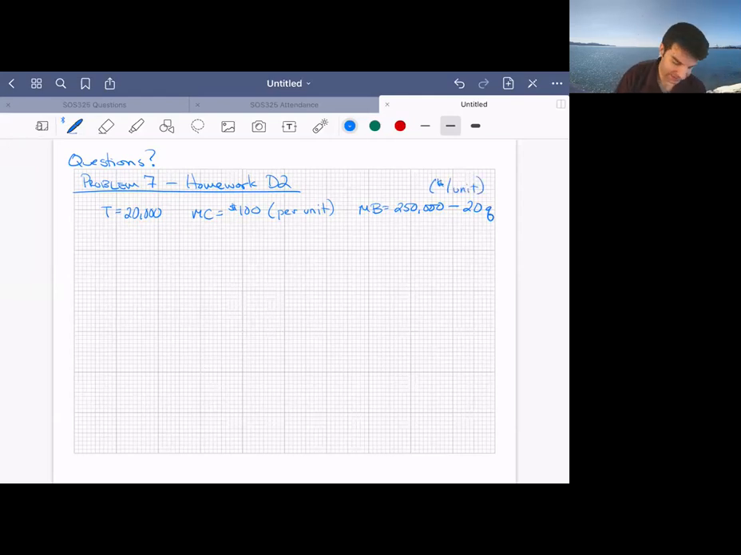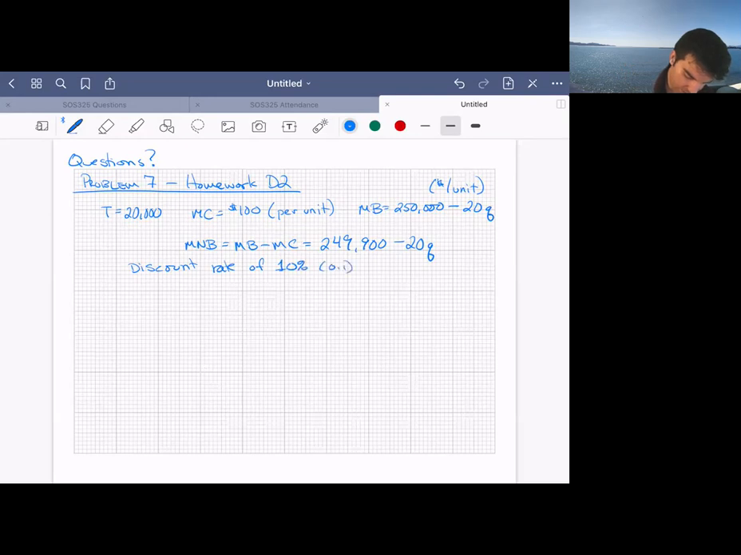And so all of those things together give you a marginal net benefit, which is just your marginal benefit minus your marginal cost of 250 or 249,900 minus 20Q. And I just did the subtraction there. And I said that there is a discount rate of 10% or 0.1, which corresponds to a marginal rate of substitution with the future of 1 divided by 1 plus 0.1, which is about 0.91. And so in this problem, we had to solve for the dynamically efficient allocation.